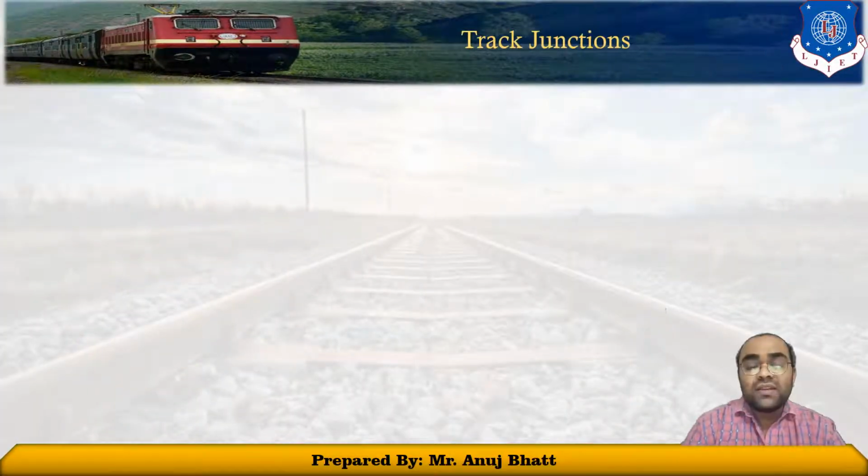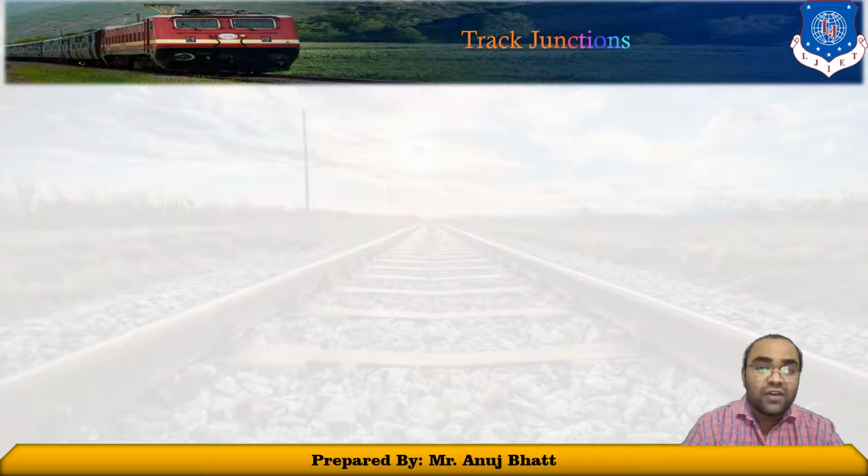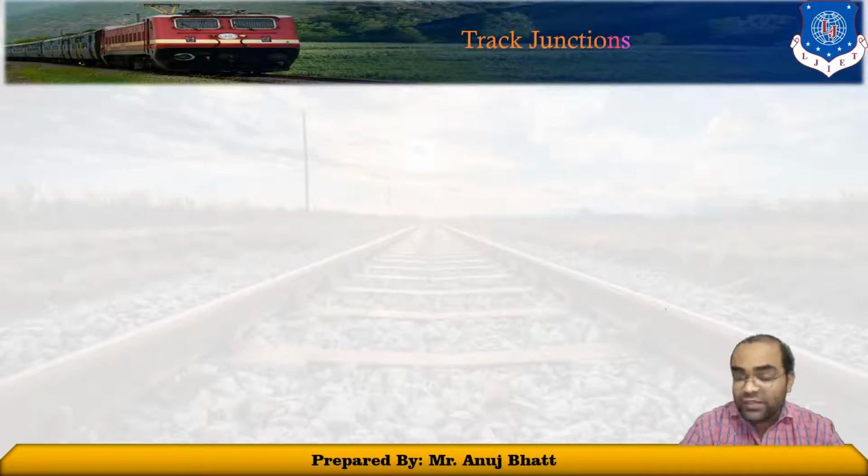What is a track junction and why do we need to provide it? What is the objective of a track junction? The answer is that track junctions are formed by the combination of points and crossings. The main objective of a track junction is to transfer rail vehicles from one track to another, or we can say to enable the train vehicles to cross from one track to another.